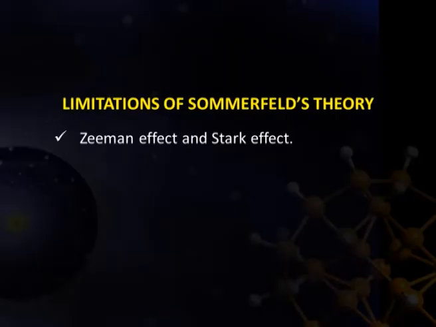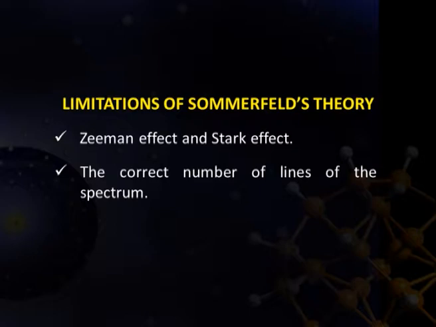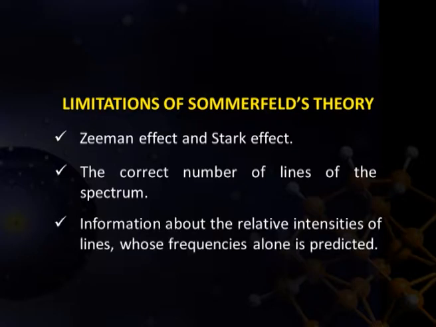There are limitations of Sommerfeld's theory. Although Sommerfeld's elliptical orbits explain the fine structure of the spectra of hydrogen, helium, lithium, etc., even then this theory fails to explain the Zeeman effect and Stark effect, the correct number of lines of the spectrum, and information about the relative intensities of the lines, whose frequencies alone are predicted.